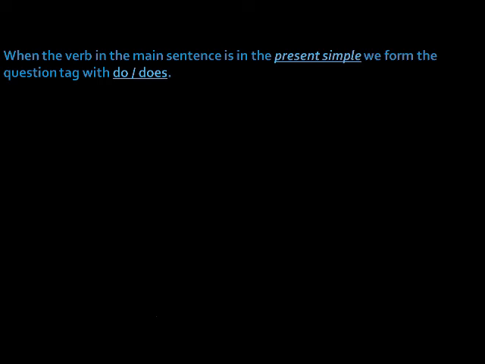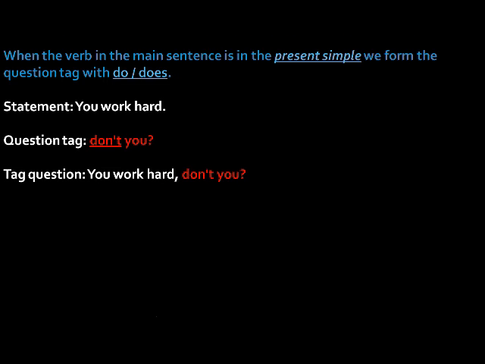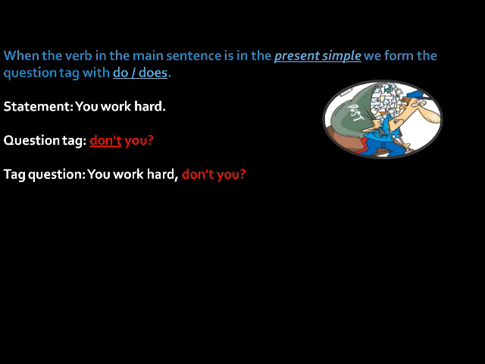So now if you don't have any auxiliary verb or modal verb in the sentence, then how are you going to frame your question tag? If the verb in the main sentence is in the present simple, we form the question tag with do or does. Let's take an example. You work hard. So we have a positive statement and we'll have the negative question tag by using don't you. You work hard, don't you?